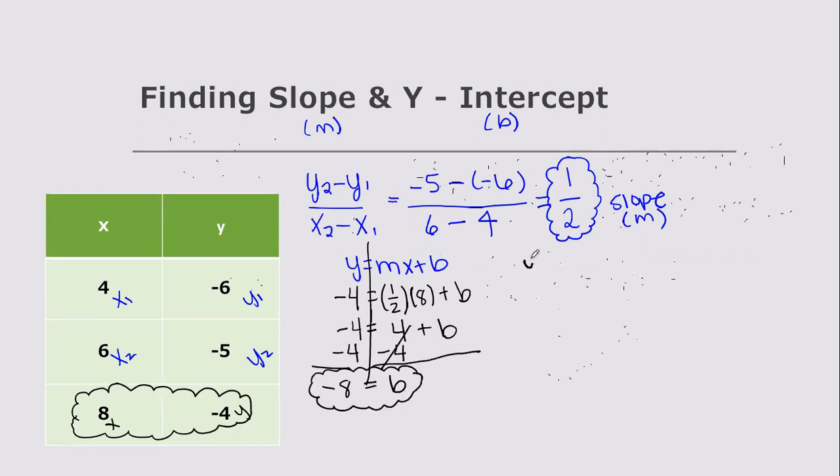So for my equation y equals mx plus b, my answer is y equals, my m is 1/2 x, and my y-intercept is -8, so -8. Here's my equation in slope-intercept form.